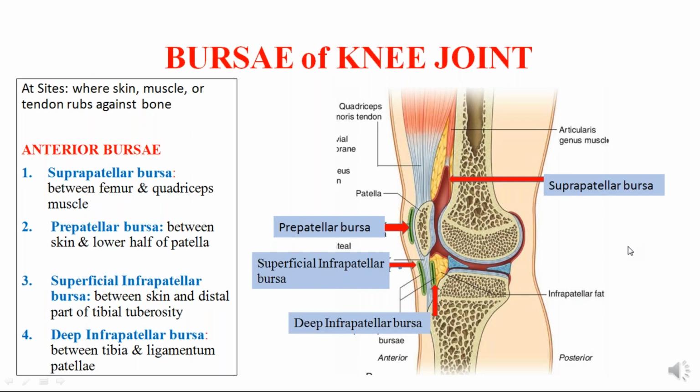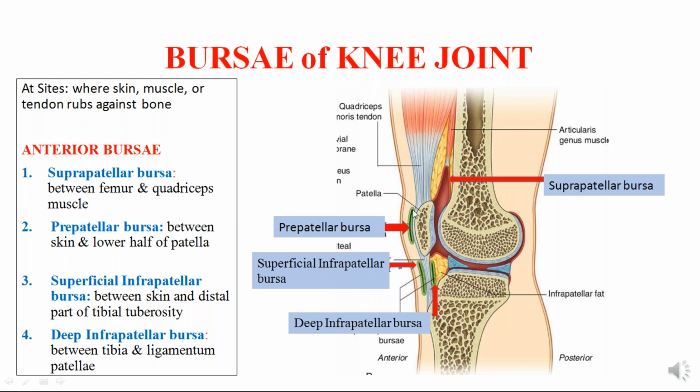Now, a few more extensions of the synovial membrane, which may or may not communicate with the joint cavity, are the bursae. They are present at the sites where the skin, muscle, or tendon rubs against the bone. They are divided into anterior and posterior bursae. The anterior bursae are the suprapatellar, prepatellar, superficial infrapatellar, and deep infrapatellar bursa, named according to their positions.